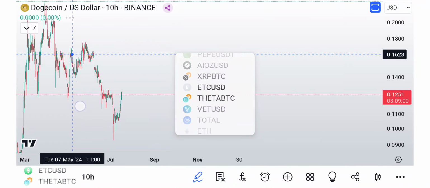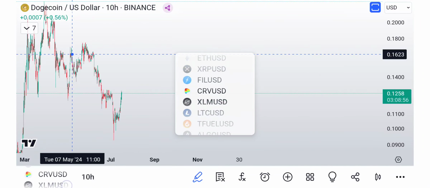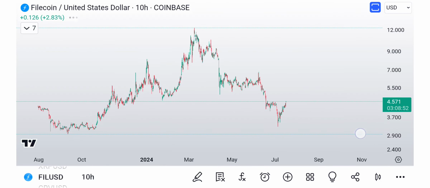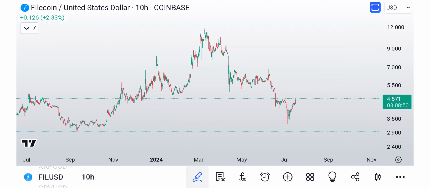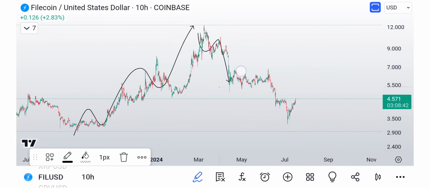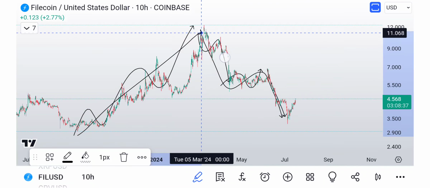So let's look at an altcoin here. Looking at, for example, Filecoin. They look very similar, right? I'm just using Filecoin as an example. 1, 2, 3, 4, 5. And then you have 3, 3, and then 5. So you have an ABC. So you have a 1, 2.